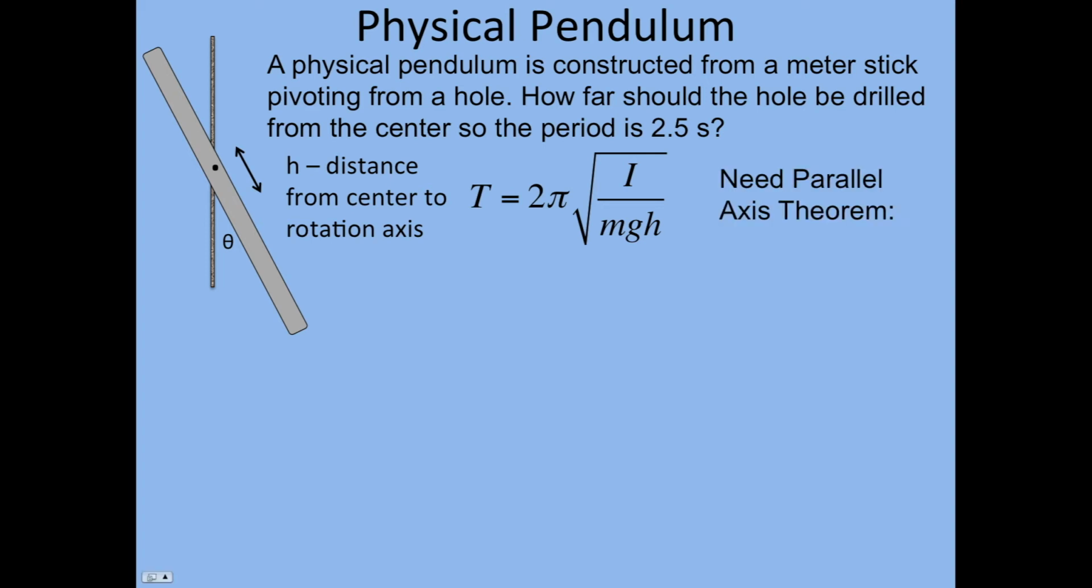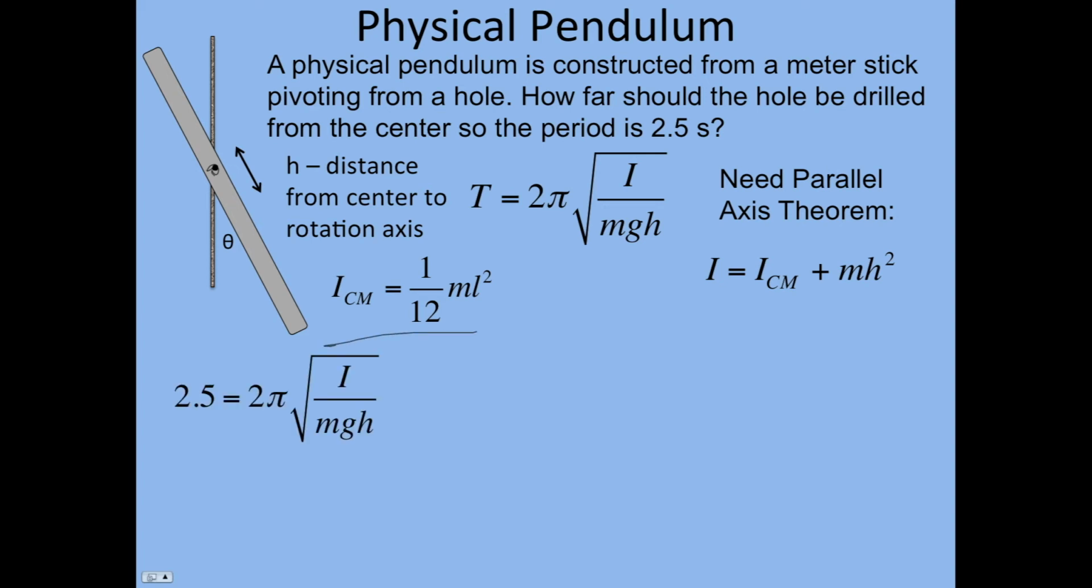So in this case, I is the rotational inertia about the pivot point, not about the center. So we would need the parallel axis theorem to get the rotational inertia. And the rotational inertia of a rod about its center is 1/12 ml squared. And so that's what we'll use in I.